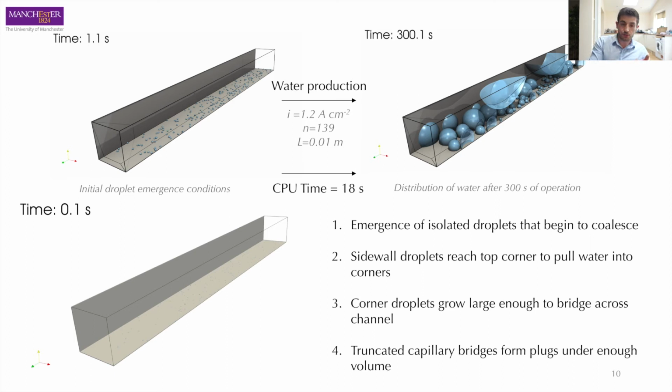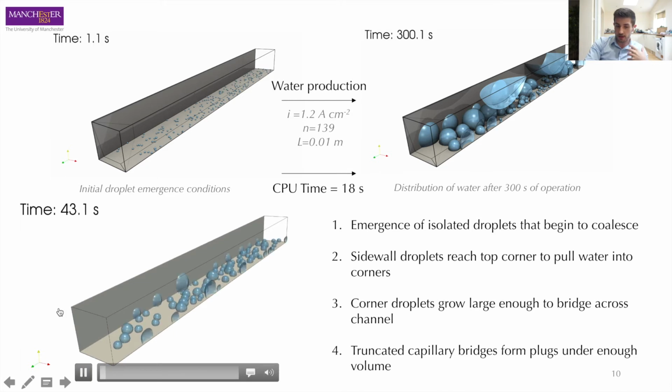So this slide shows the initial conditions, so the initial droplet emergence conditions from several points, 139 in this case, and then we inject using a water production from a current density of 1.2 amps per centimetre squared, and then over 300 seconds you can see how the water distribution emerges in the channel by the visualization on the right here. We can also show this process dynamically in a video.